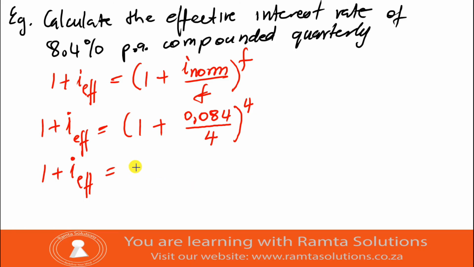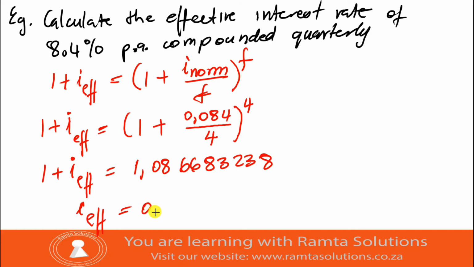What do we have? We have 1.086683238. Now, what is this? Our effective interest rate, what is it? Obviously, when you take this one to the other side, it'll be 1.086683 and so on, minus 1. So this will become 0.086683238.